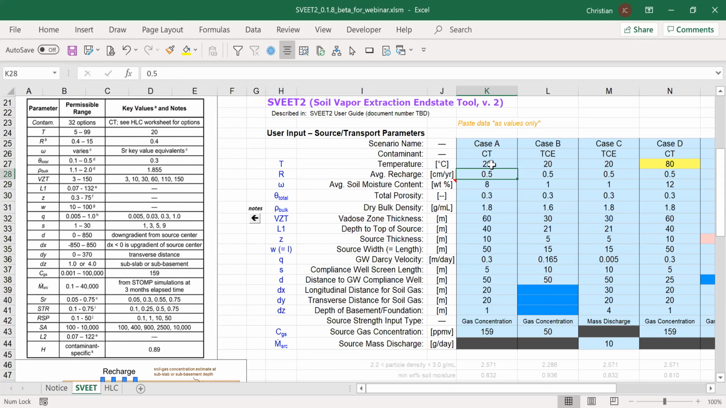Great. Thanks for that, Dave, Katie, and Chris. We have another specific question here about use for California state agencies. Are you aware of SVEET being used or considered for any California state agencies, specifically DTSC or RWQCB?